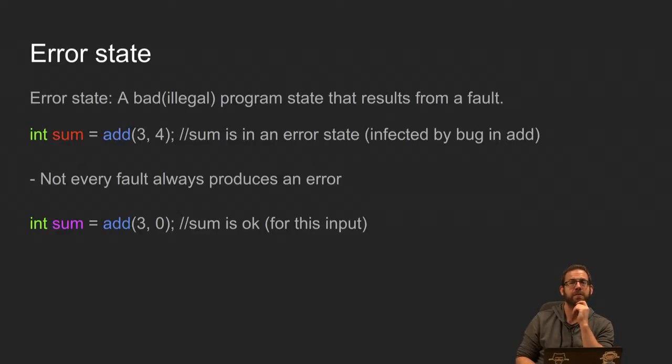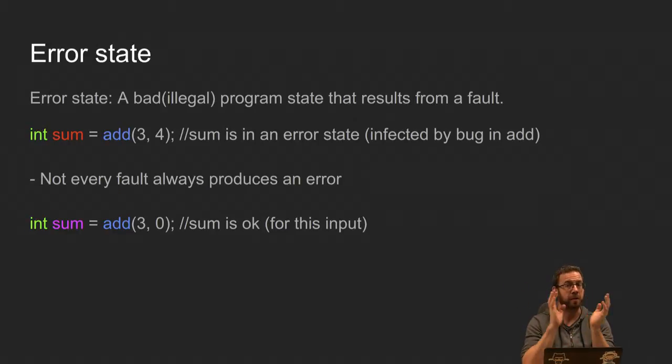An important thing to realize when you do testing is that not every fault, not every bug always produces an error. So in this case, if I add 3 and 0, since it's 0, it doesn't matter if it's plus or minus. So with that input, that test data, we get the same value. We get sum is not in an illegal state. And this is quite common.